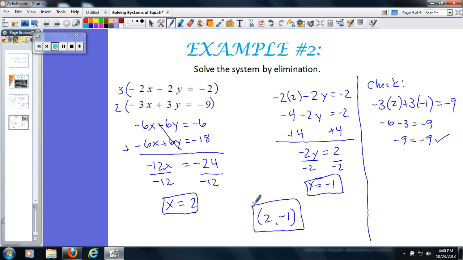This is really just that first step in getting the equations to where you can just add and subtract them. That is really the only difference between the substitution method and the elimination method.